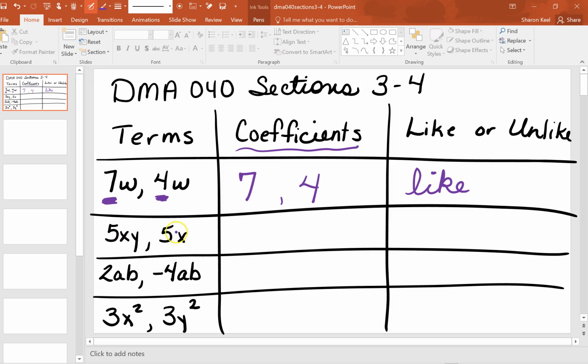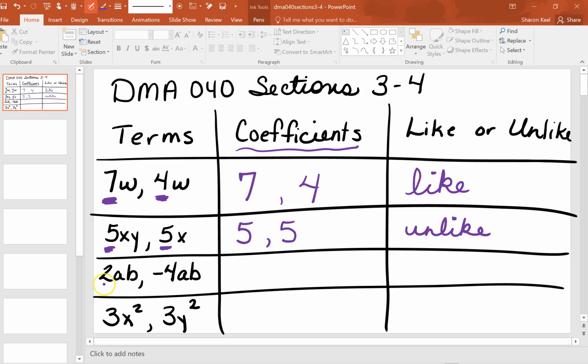In my next example, 5xy, the coefficient is the number 5 in the first term. In my second term, 5x, the coefficient is also the number 5. If we're asked, are they like terms or unlike, what we're looking at are the variables. One has xy, the other has a single x. So these would be considered unlike. They are not the same. They have to be identical.